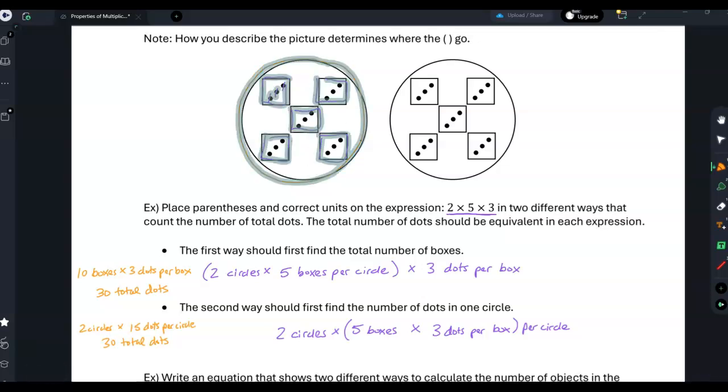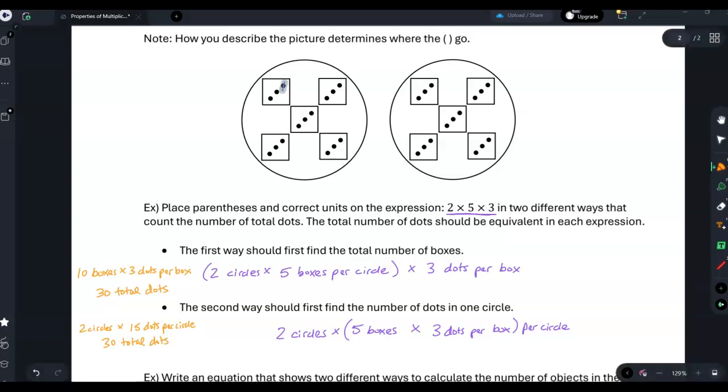So, you want to count the total number of dots and not have to actually count them. The first way was, well, let me just figure out how many I have in terms of how many boxes, right? So how many of these boxes do I have? And so to do that, I did 2 times 5, right? And then multiply that by the number of dots. The second way was, instead of figuring out how many boxes I have, let me just figure out the number of dots in one of my circles, right? So to do that, I did, okay, I've got 3 dots in each box times 5 of these boxes.